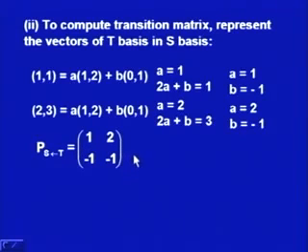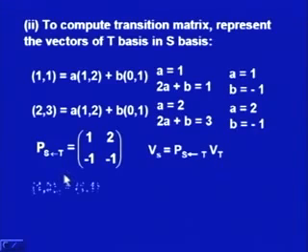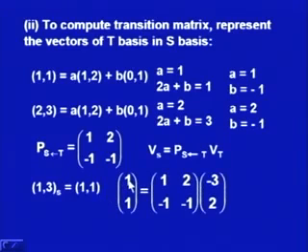Now let us try to verify the result which we have developed, that is Vs is equal to Pst Vt. For this we say (1, 3) in S is equal to (1, 1). This can be obtained by solving as we have done here, and then we say (1, 1), this is Vs, is the transition matrix which we have obtained here, multiplied by Vt. Vt is the vector (1, 3) in T.